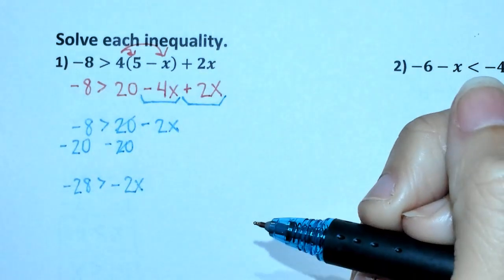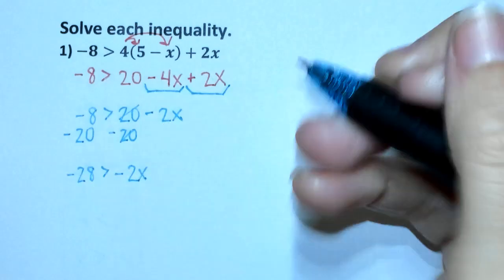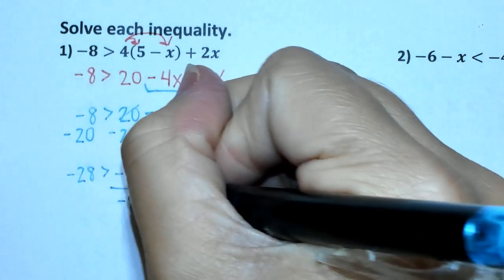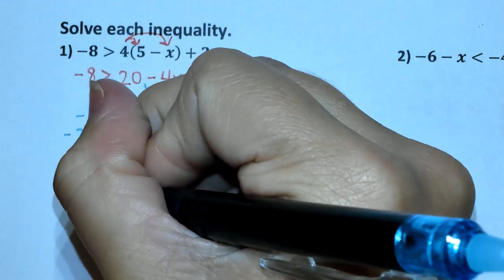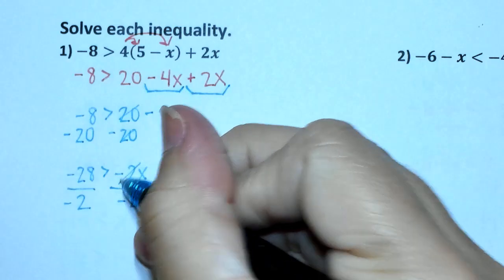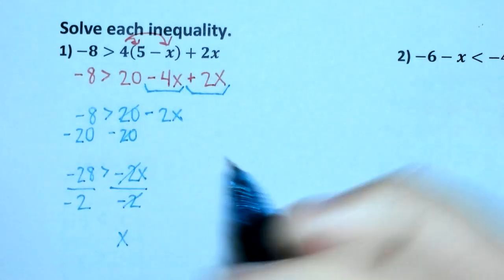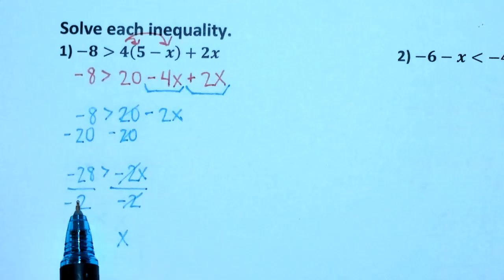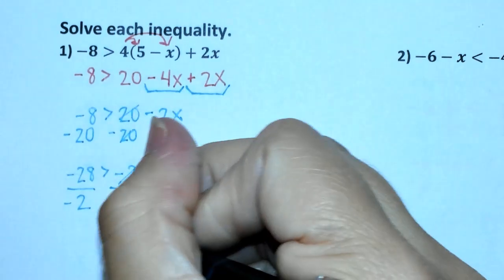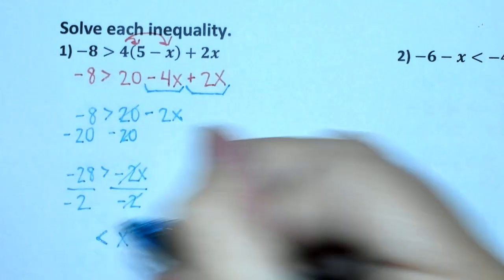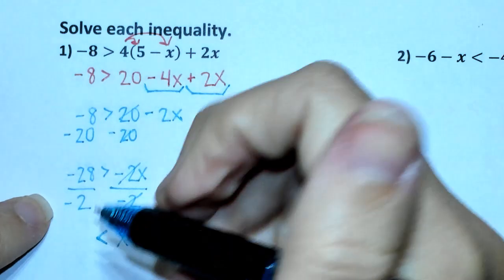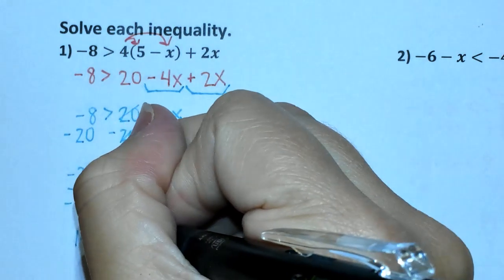All right, and then my last step. Negative 2 is being multiplied by x. The opposite of multiplication is division. I divide by just negative 2. Negative 2x divided by negative 2 is just 1x. But because I divided both sides by a negative number, my sign flips this way. Negative 28 divided by negative 2 is a positive 14.